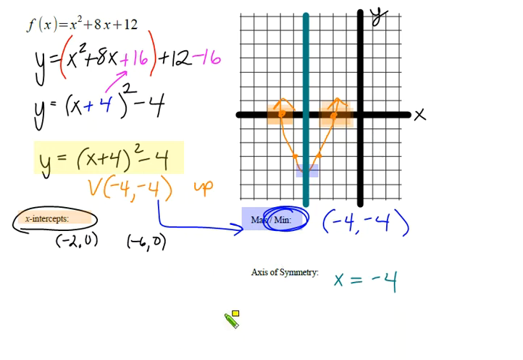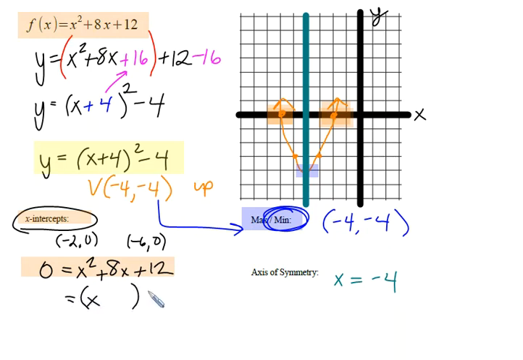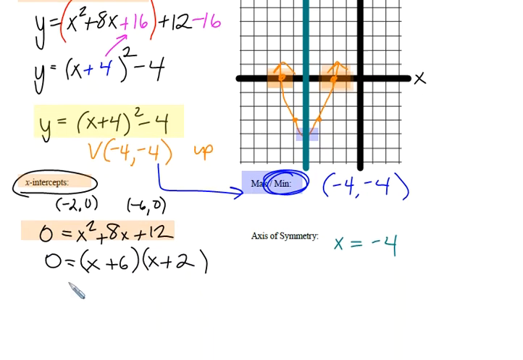The easiest way to do that would be to come back up to our original equation that was written in standard form. And we need to set it equal to 0 because x-intercepts would be the places where the y value is 0. And now, if possible, we can factor that. So two numbers that multiply to be 12 and add to be 8 should be positive 6 and positive 2. We're solving this for where that expression is equal to 0.